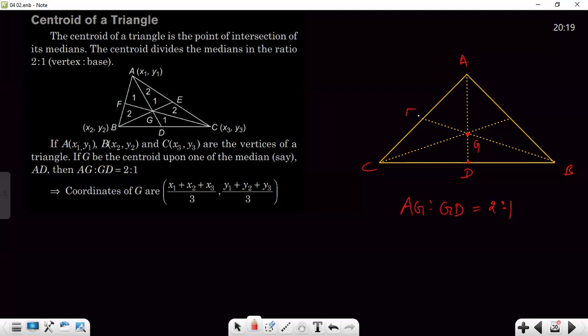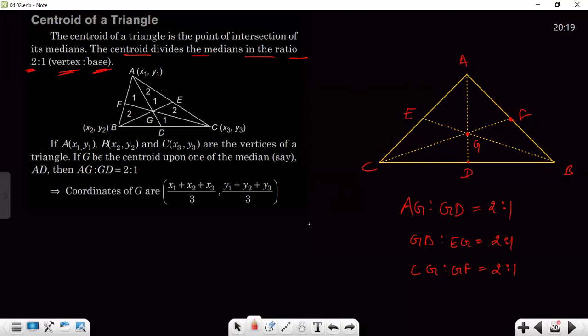Let's name this point E. Let's name this point F. So BG to GE will also follow the same ratio. CG to GF will also follow the same ratio, 2:1. Centroid divides the medians in the ratio 2:1, vertex to base.